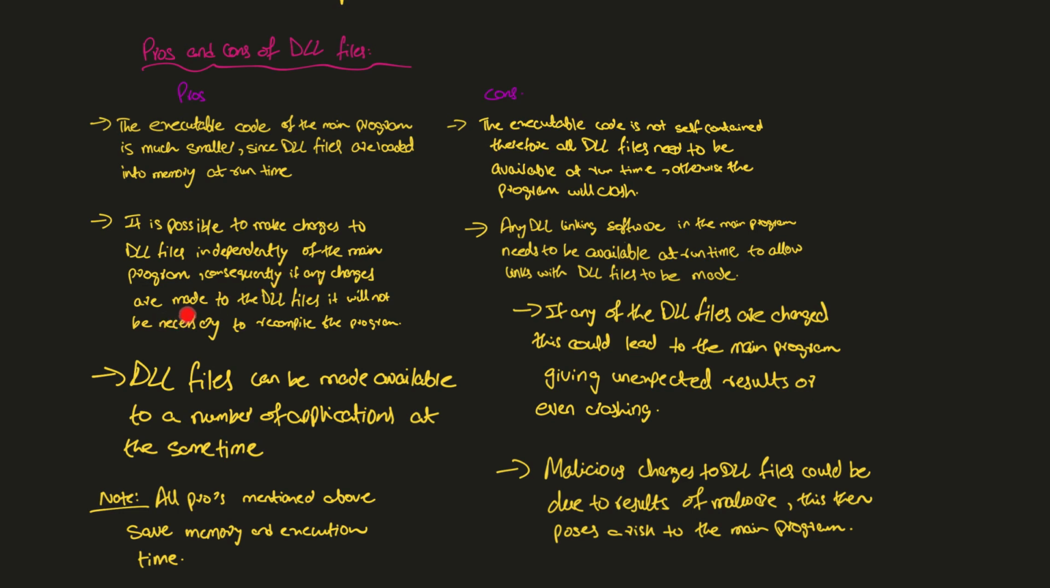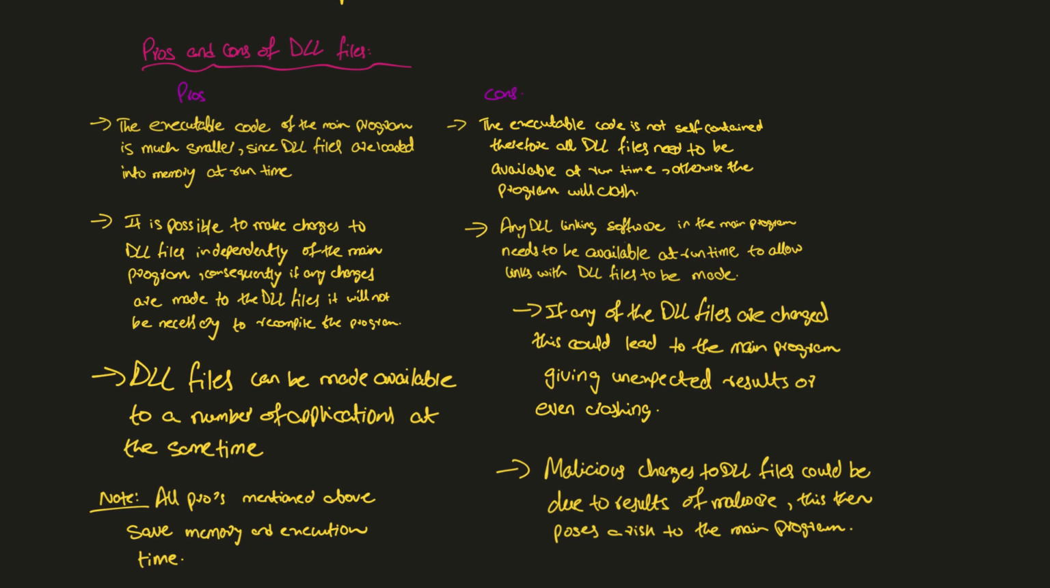So consequently, if any changes are made to the DLL files, it will not be necessary to recompile the program. Your original program will remain the same. Only the DLL file that has been changed will be imported at runtime. DLL files can also be made available to a number of applications at the same time. So if you have two applications that are running and require the same DLL file, both applications can access the DLL file at the same time, right? And all these pros mentioned above save memory and execution time, right?